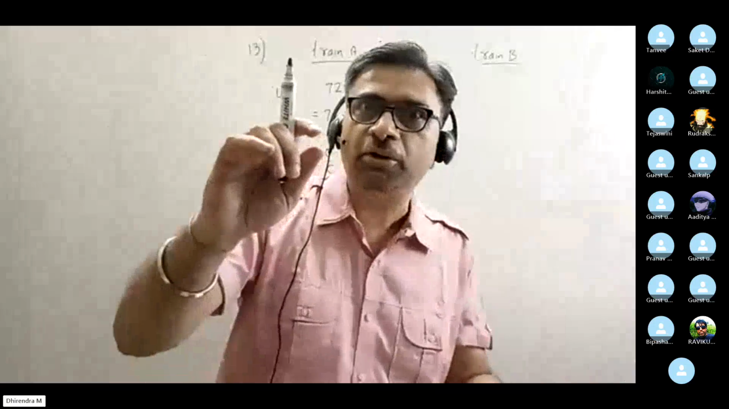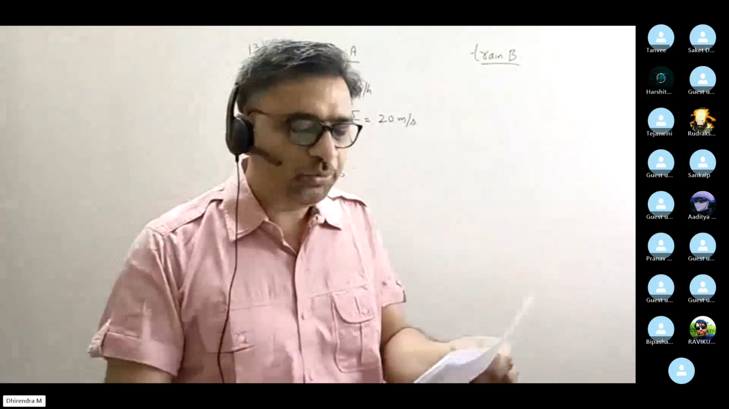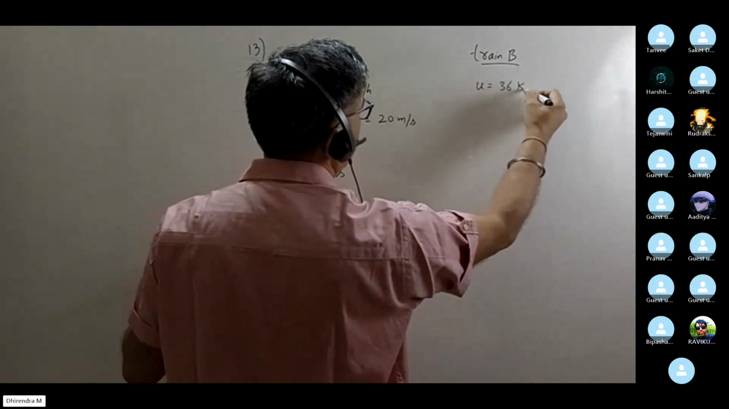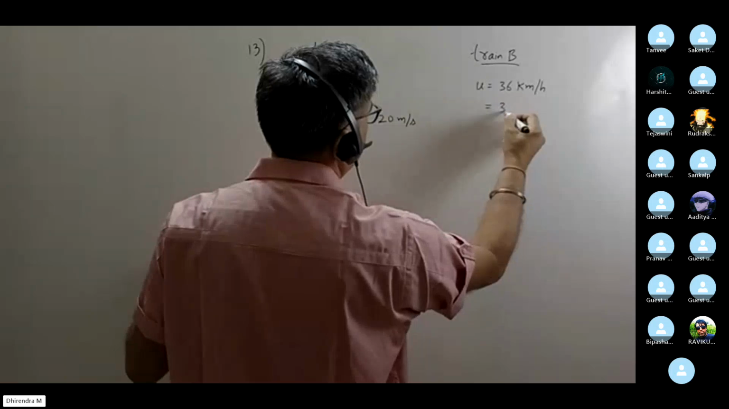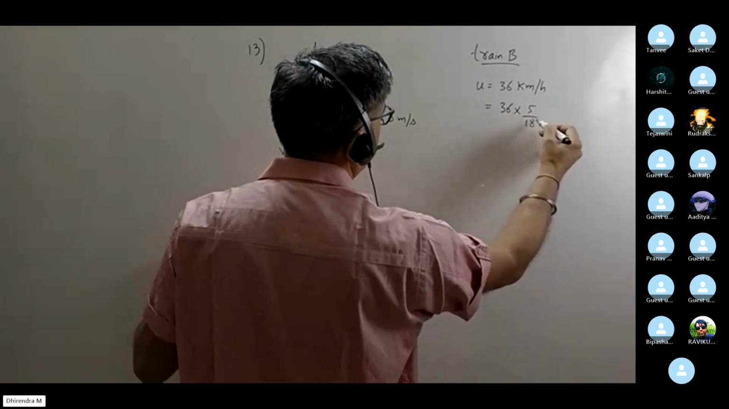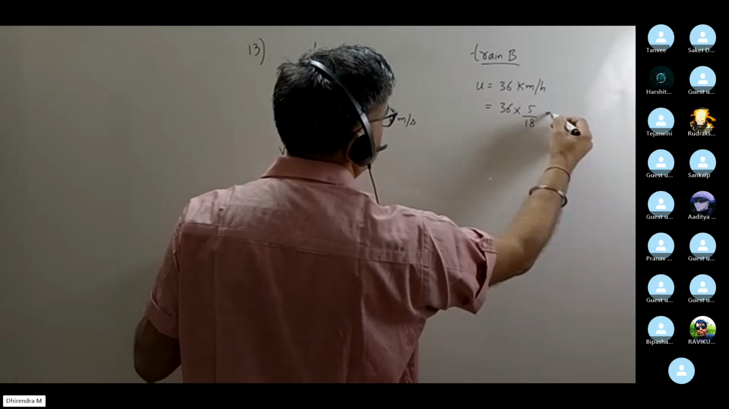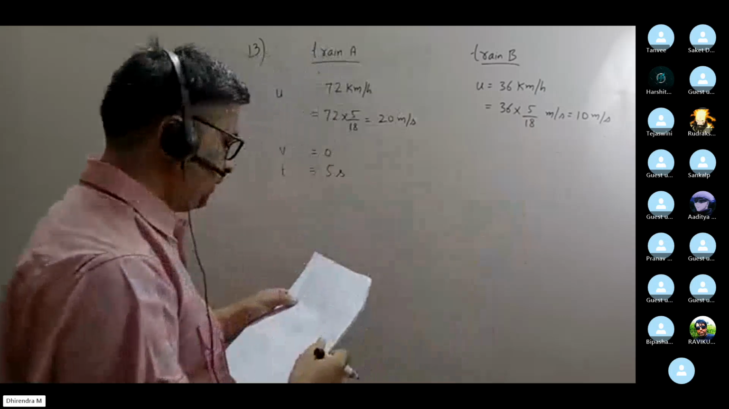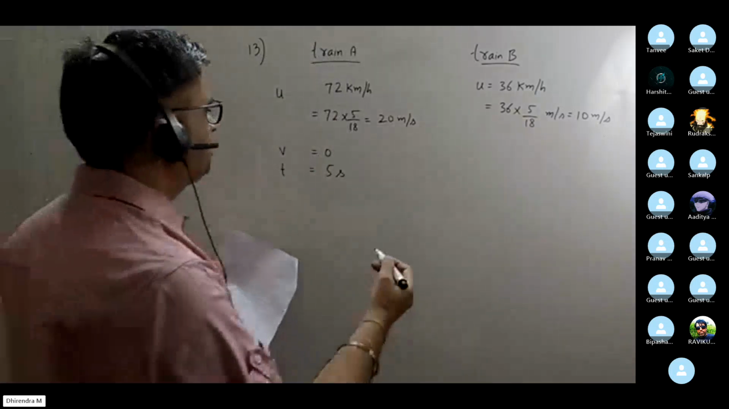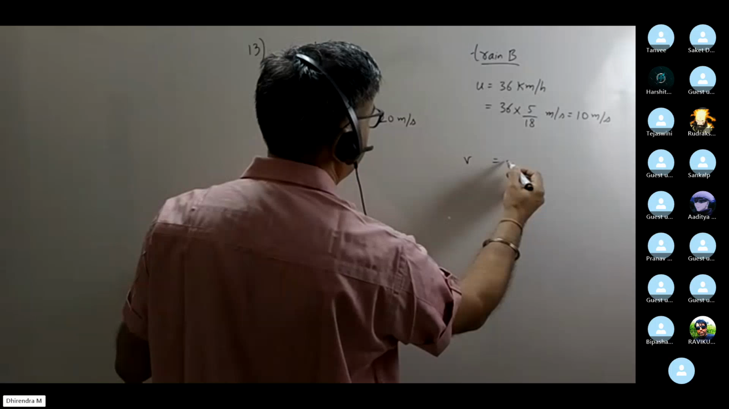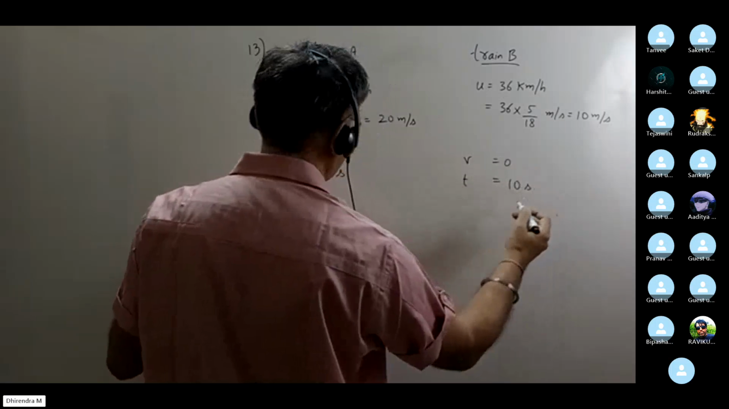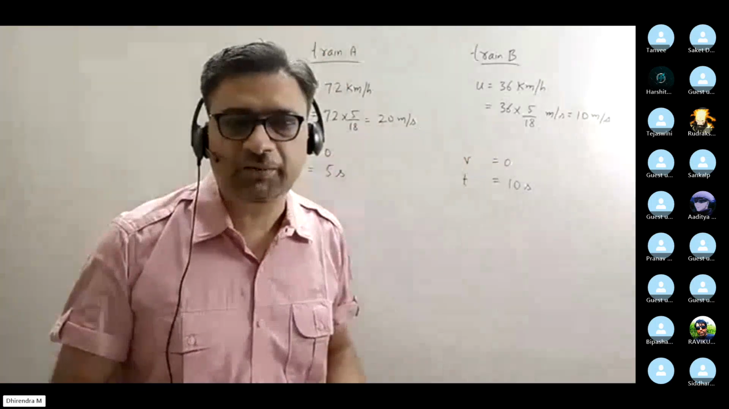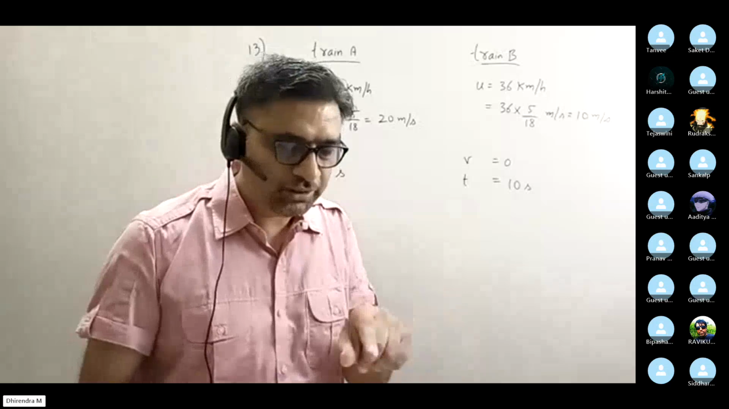Another train is traveling on the parallel track, not on the same track. Important. It is on the parallel track with a speed of 36 kilometers per hour. So you all agree that U here will be 36 kilometers per hour. Straight away convert it. It doesn't matter whether you need it or not, but it's worth spending 10 seconds. Meters per second, so this comes to 10 meters per second. And this train also stops, which means again V over here is 0 and the time this train takes is 10 seconds.